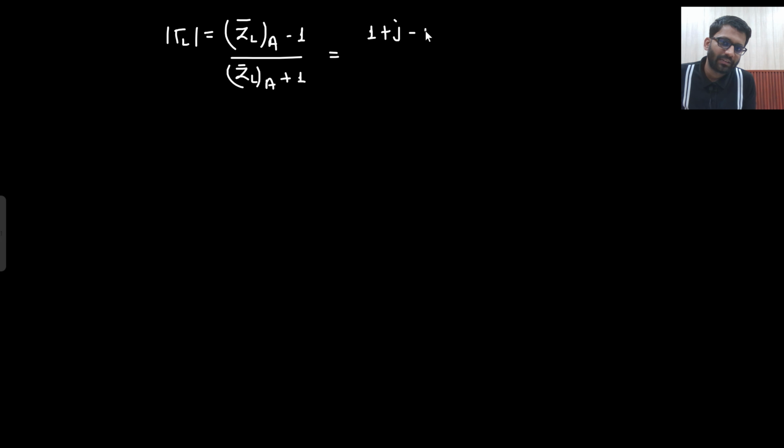Which formula am I applying? I am applying this formula: ZL dash at point A minus 1 upon ZL dash at point A plus 1. So at point A, what is my normalized load impedance? That is 1 plus J, so 1 plus J minus 1 upon 1 plus J plus 1. So I am getting J upon 2 plus J.